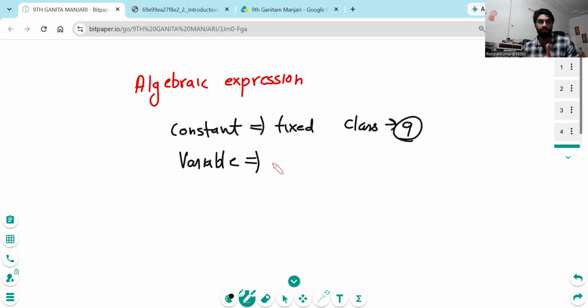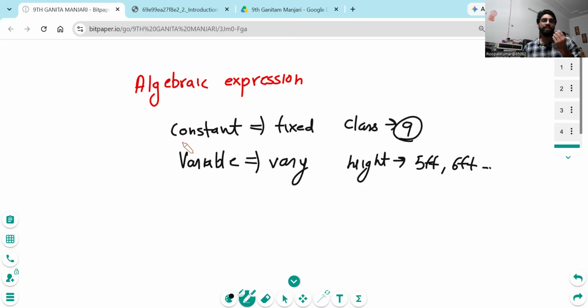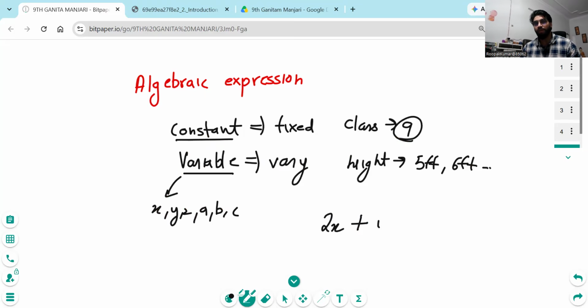Now a variable is something that varies, right? For example, the height, or you may say age, whatever. So it varies. सबका अलग है, 5 feet किसी का, 6 feet, सबका अलग है. That's a variable. So when we take a constant and a variable and we combine them with a mathematical operation... by the way, variables सारे alphabets होते हैं, x, y, z, a, b, c, all of these are variables. Okay, let's say if I have something like this, 2x plus y.